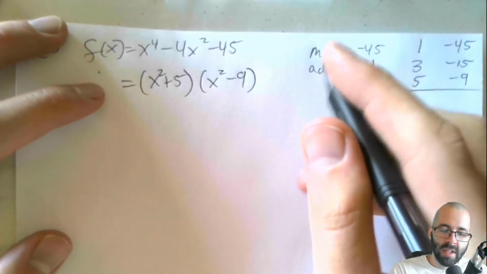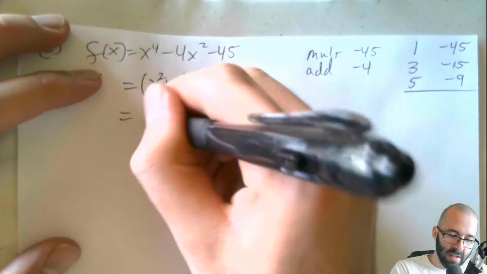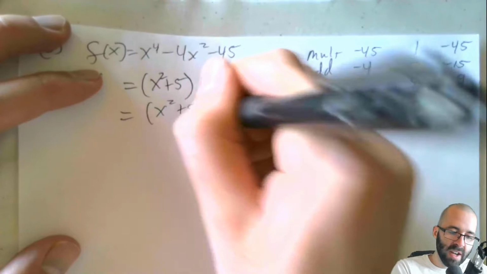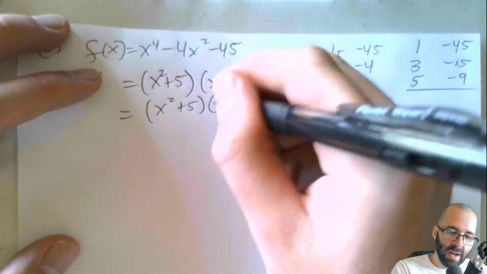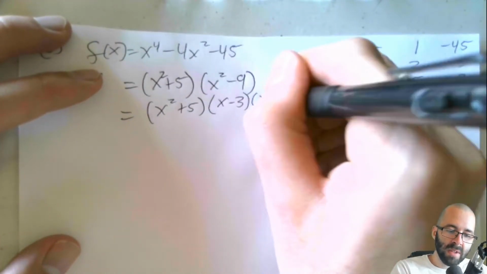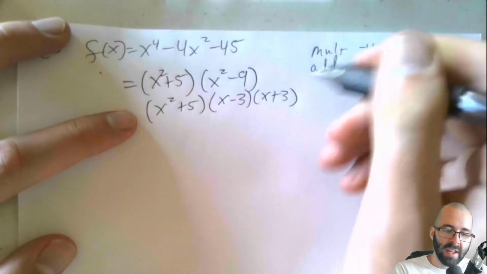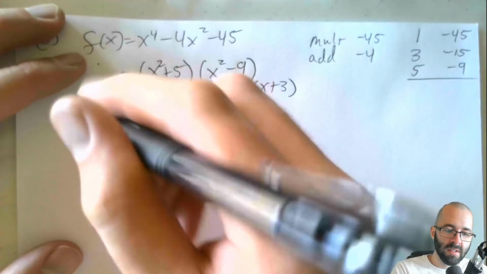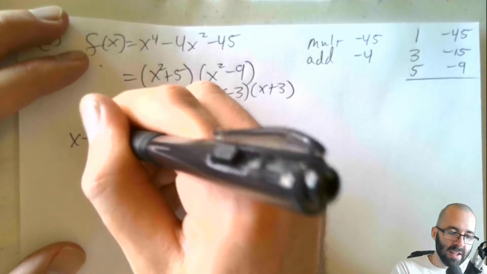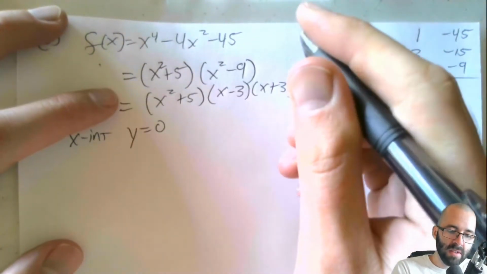Okay. We can factor this again as well. This first one's prime, x squared plus 5. The second one is the difference of squares. It's going to be x minus 3, x plus 3. Now this is fully factored. Okay. So our x-intercept is when y is equal to 0.